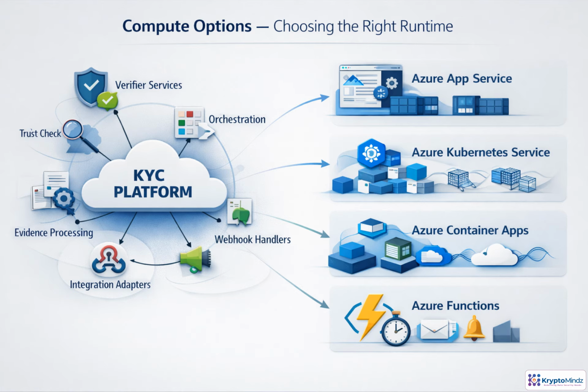Next, treat each KYC capability as a workload with a different lifestyle. Long-running web APIs and orchestration layers often fit best on App Service. When you need maximum control, custom networking, or a full microservice platform, AKS is the natural home. Container Apps give you many container benefits without Kubernetes complexity. And Functions shine for short bursts of work, callbacks, trust checks, notifications, and simple integrations that must scale instantly.